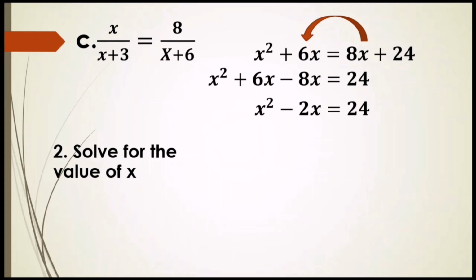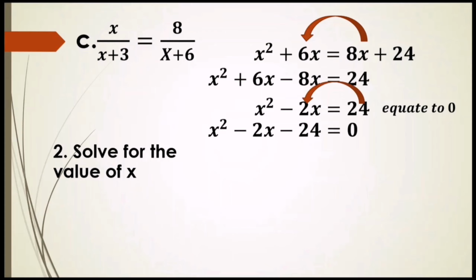Now, if you will observe, it is on second degree. If it is on second degree, we equate it into 0. But how are we gonna equate it to 0? Transpose it to the left hand side. Therefore, it becomes x squared minus 2x minus 24 is equals to 0.